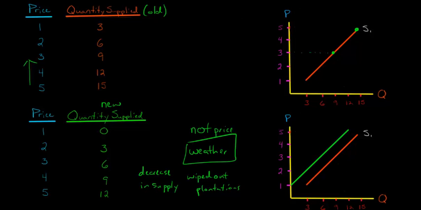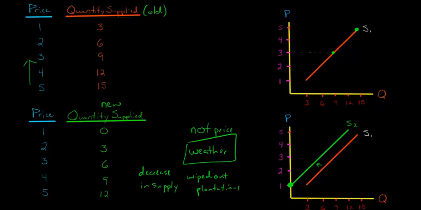And if you see, for example, at a price of $1, the quantity supplied is 0, right? So that point would be right here. And so that corresponds to our supply schedule. But now I'll call this S2. And you see that we have shifted to the left.